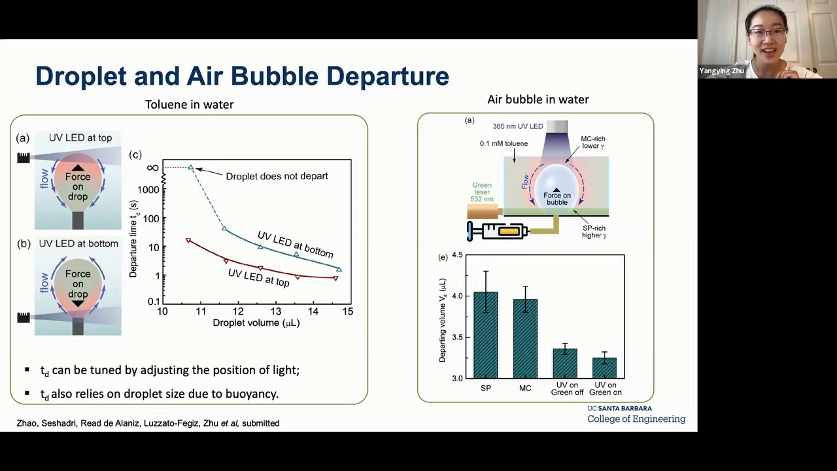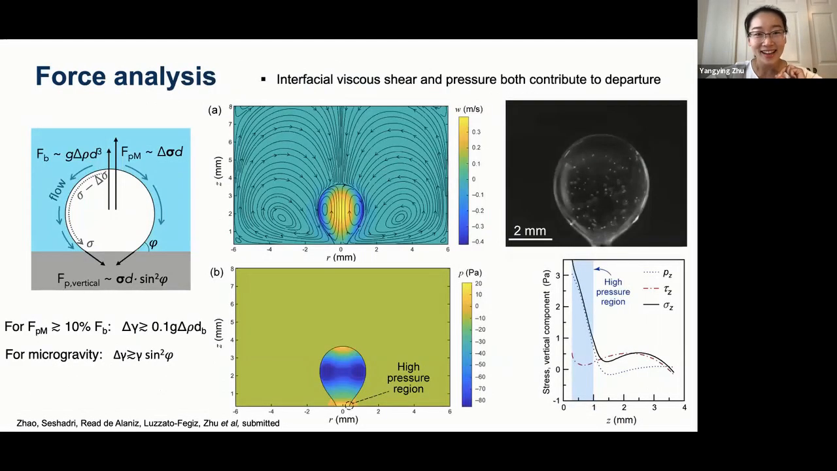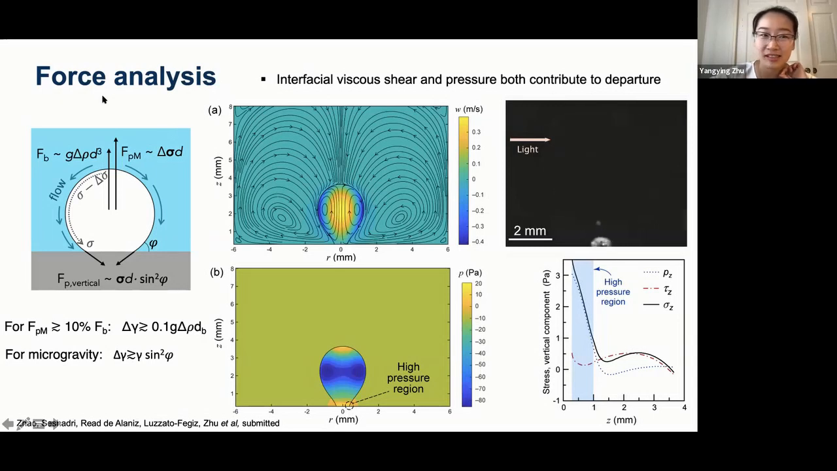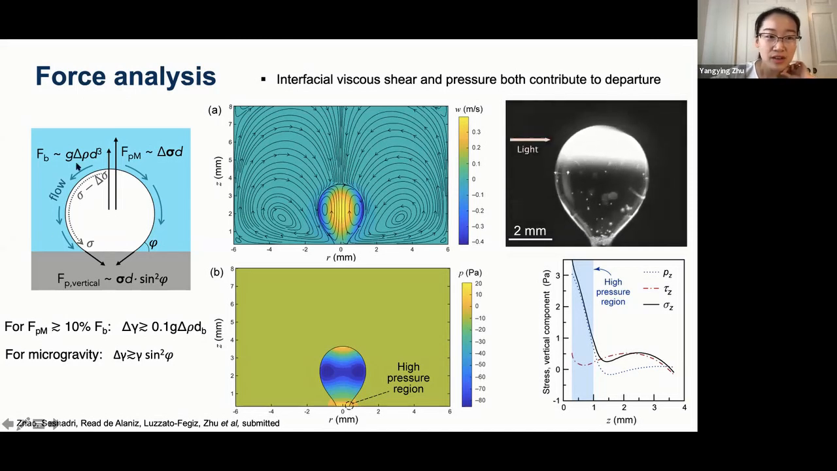We think this could be helpful for microfluidic applications and potentially will be helpful for boiling. How about condensation? Before I talk about condensation, the next question we ask ourselves is, how big are those forces? How big are those Marangoni forces? We can first do an order of magnitude or scaling analysis.